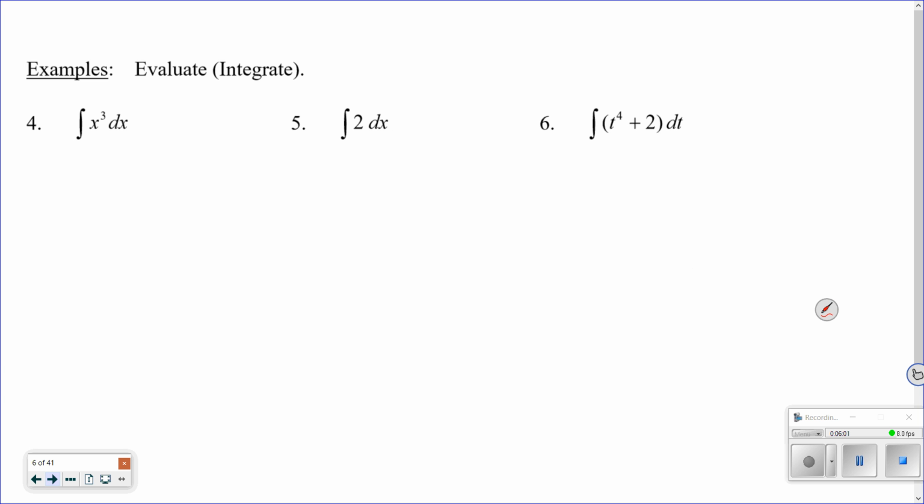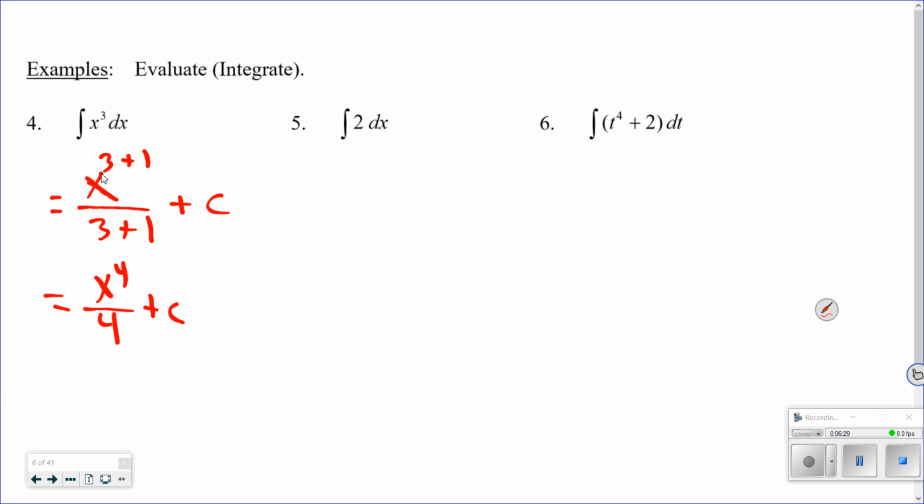Let's do some examples here. So I want to take the integral of x cubed dx. Be careful, this is not a derivative now, this is the integral, so we're working backwards. So I add 1 to the power, so x to the 3 plus 1, then I divide by whatever that power is. So really that's going to be x to the 4th divided by 4. And then don't forget the plus c.